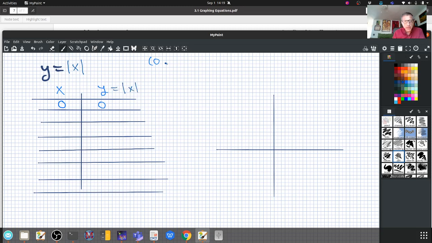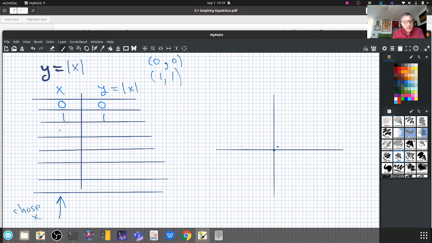So again, the point 0 and 0 is a point, because if, again, you just choose some values. You get to choose the x values. Let me emphasize that again. You choose x, and then you compute y. So 0, 0 is on my graph. If I choose x is equal to 1, the absolute value of 1 is 1. So the point 1 and 1 is also on my graph.